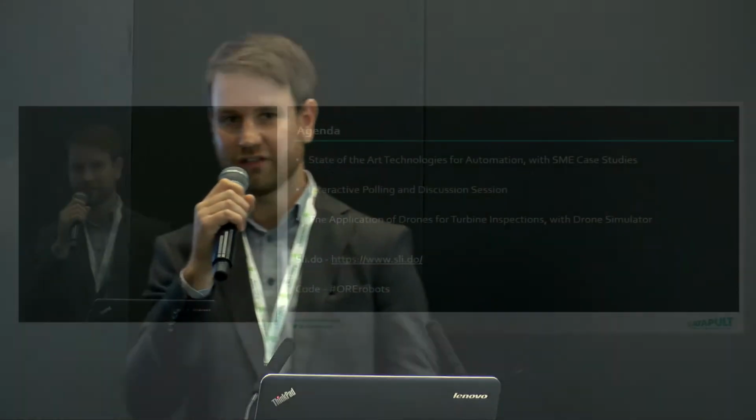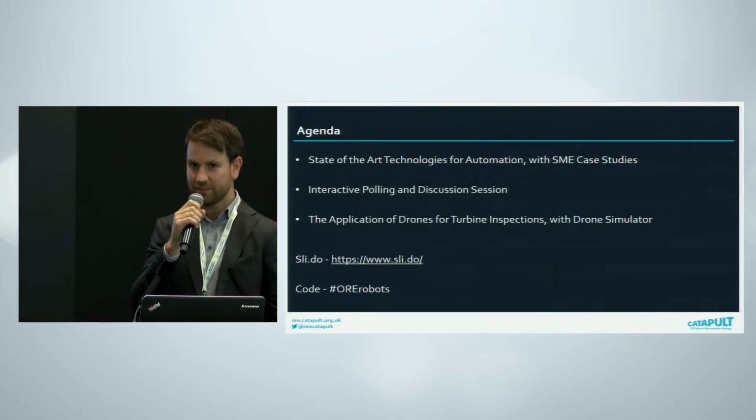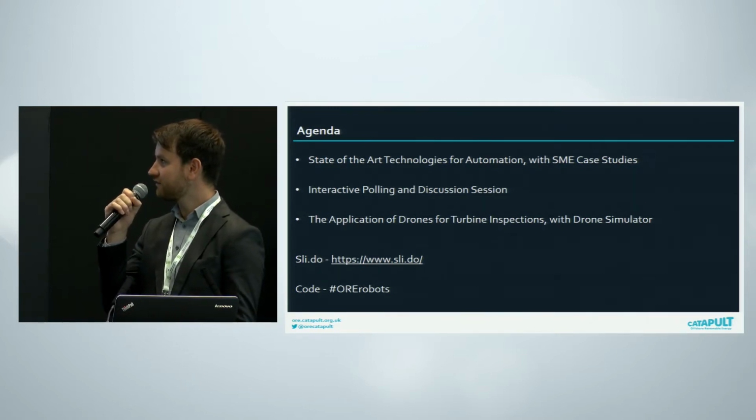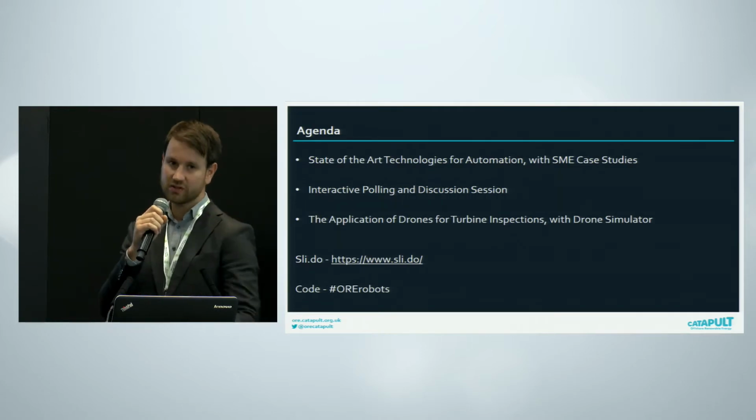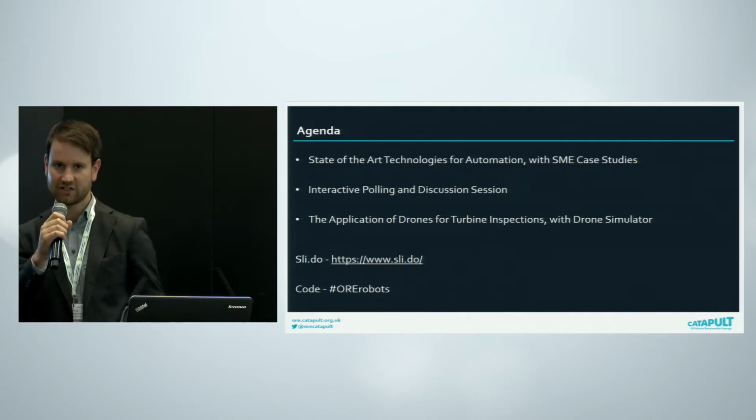As I said, we have 3 sections to this session. The first is looking at state-of-the-art technologies for automation with some of the SME case studies. We've been working with a lot of SMEs, some of whom are here today, on applying autonomous systems to offshore wind, so we'll try and showcase some of those. Then we'll have an interactive polling and discussion session, using Slido to feed back some of your thoughts. And finally, we'll look at the application of using drones, UAVs, unmanned aerial vehicles, for turbine inspections, and we've got a bit of a simulator here.